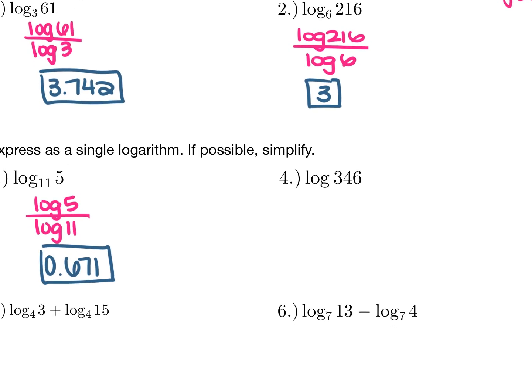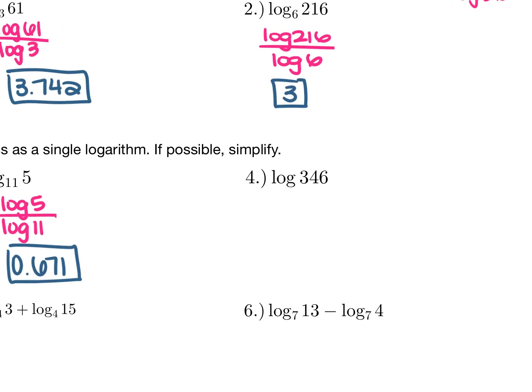For number 4, again, we're using the change of base formula to simplify. You have log of 346. Your base here is not given to you, so it's understood that it's 10. So you could just use your calculator and do log 346, because that button on your calculator is the base of 10. Or you can use your change of base formula. So that's log 346 divided by log 10. Rounded to 3 decimal places, you should get 2.539.